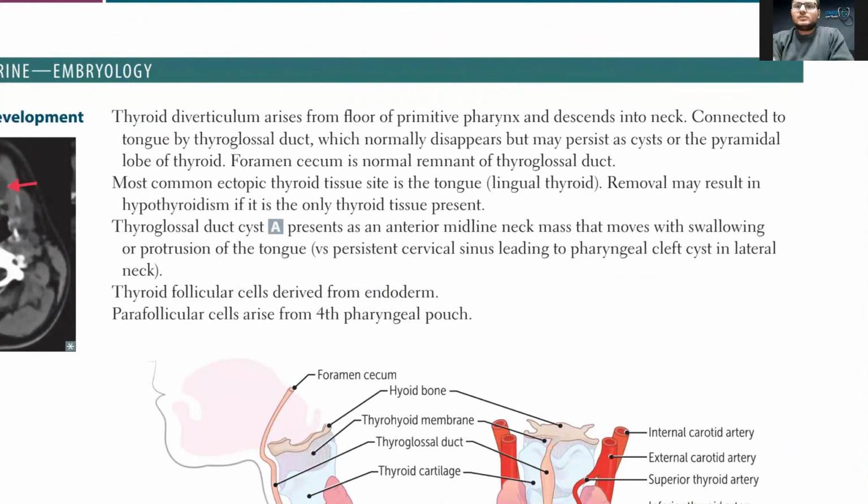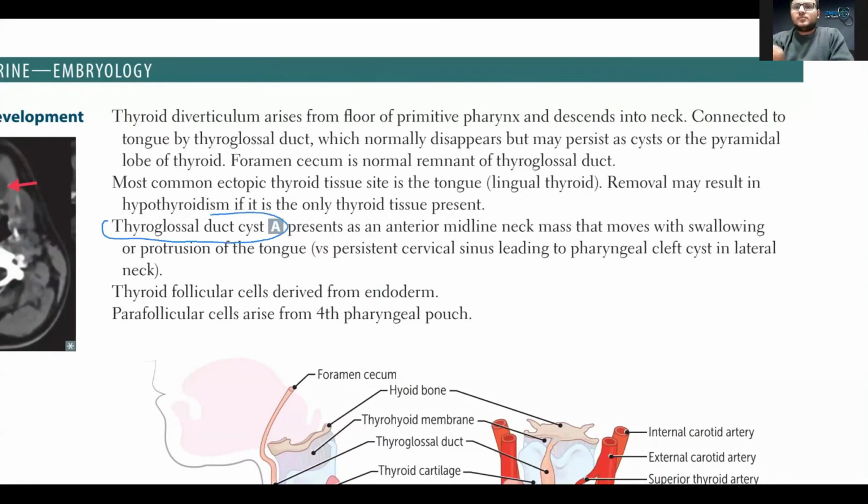Now we will study thyroglossal duct cyst. Thyroglossal duct cyst presents as an anterior midline neck mass that moves with swallowing and protrusion of the tongue. Is that clear? So how will you differentiate a thyroglossal duct cyst from a persistent cervical sinus, which leads to a pharyngeal cleft cyst?